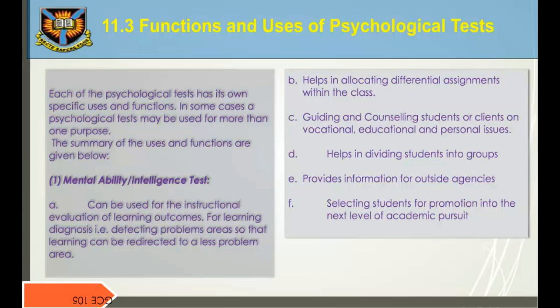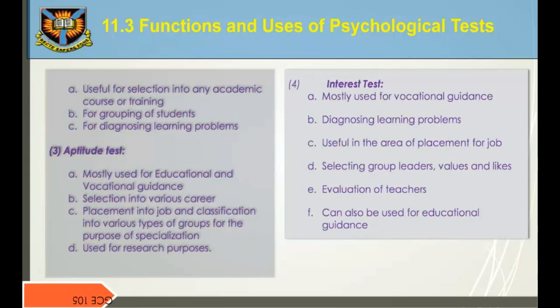C. Guiding and counseling students or clients on vocational, educational, and personal issues. D. Helps in dividing students into groups. E. Provides information for outside agencies. F. Selecting students for promotion into the next level of academic pursuit. 2. Achievement test. A. Used for selection into an academic course or training. B. For grouping of students. C. For diagnosing learning problems.